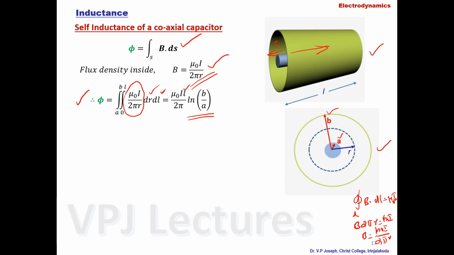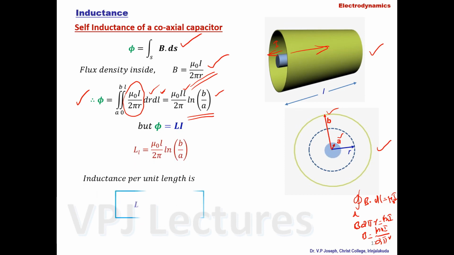Integral a to b dr by r is remaining, and substituting the limits you will get it as log b by a, and this is the total flux linked with the coaxial capacitor. Substituting for the total phi in terms of the self-inductance, L I, and cancelling this I from this expression, we get L with the suffix I. L I is given by mu 0 L by 2 pi log b by a, where the suffix is for the total inductance for a length L of the capacitor or the cable.